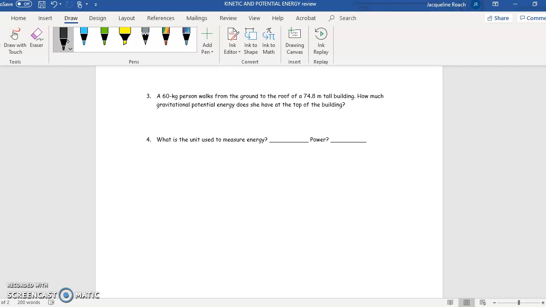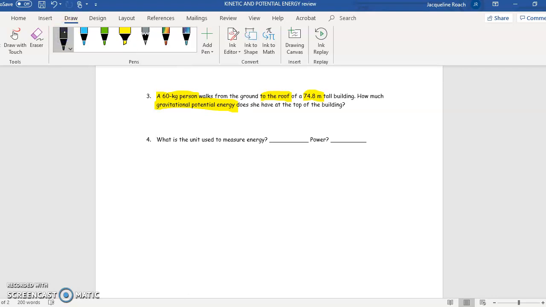Okay, a 60 kilogram person walks from the ground to the roof of a 74.8 meter tall building. How much gravitational potential energy does she have at the top? So again, let's break this down. 60 kilogram person walks from the ground to the roof, so they're standing on the roof, and the building is 74.8 meters. And it's nice, and it tells me gravitational potential energy.